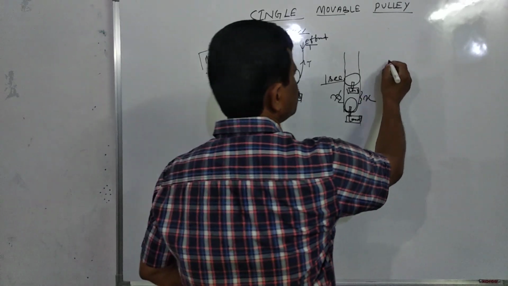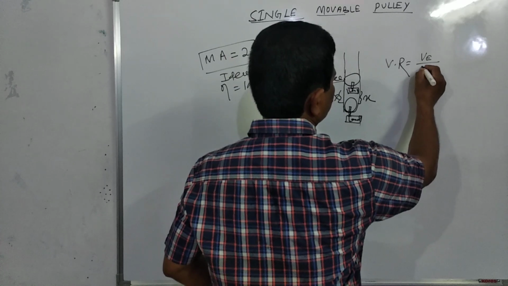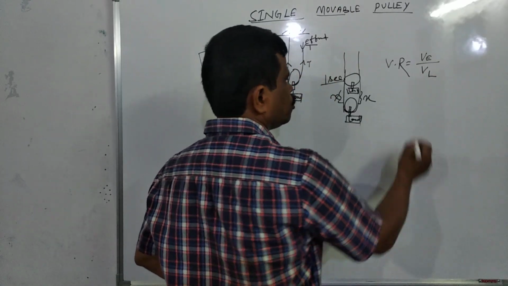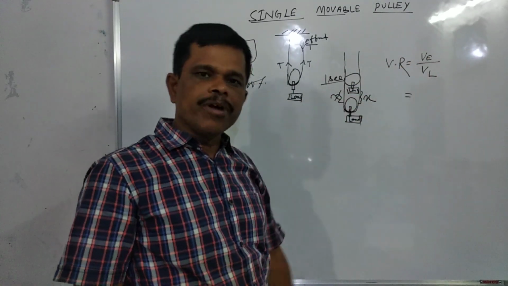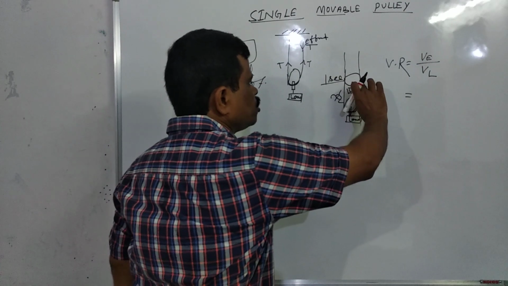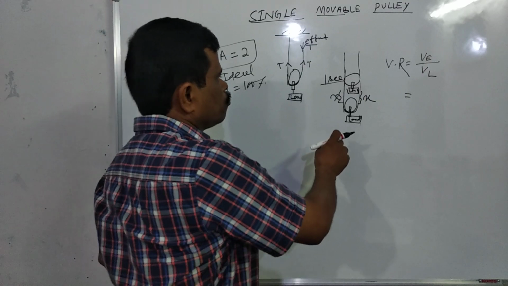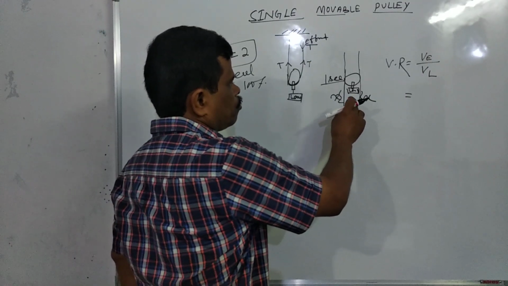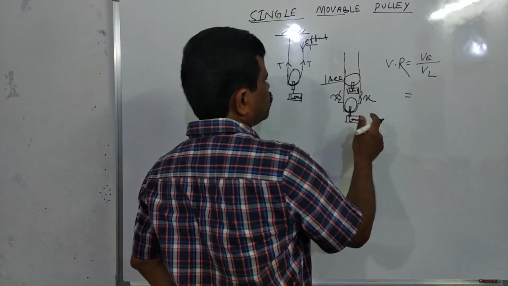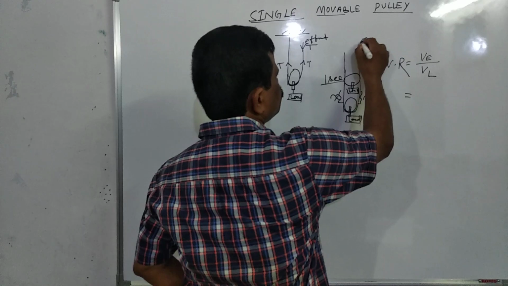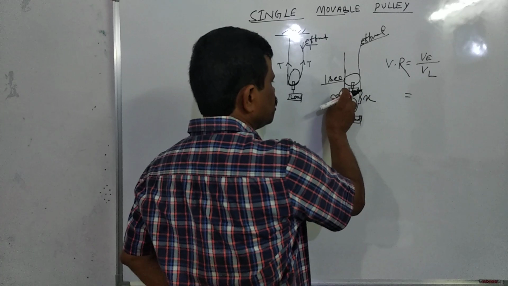Then how will we calculate velocity ratio? Velocity ratio is equal to velocity of effort divided by velocity of load. But you know, velocity is equal to distance divided by time. Distance moved by the load is x. Then at the same time, what is the distance moved by the effort? Here x, here x.